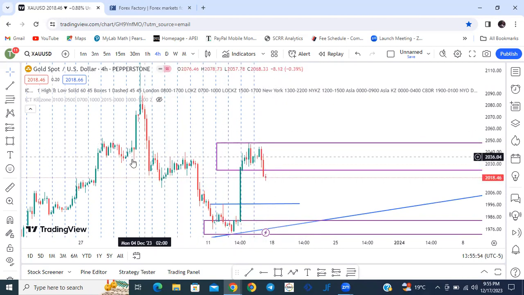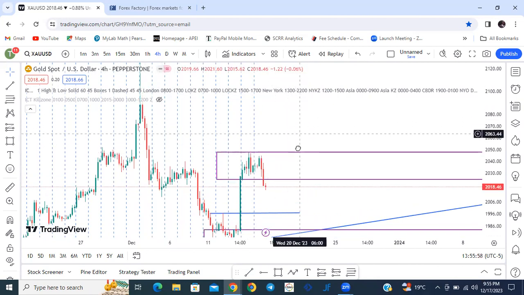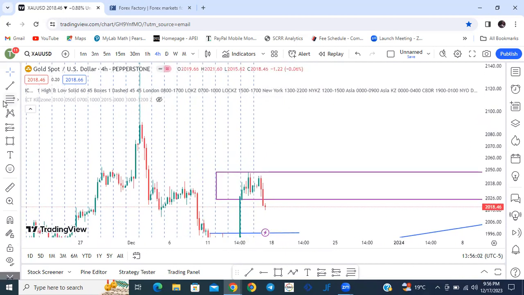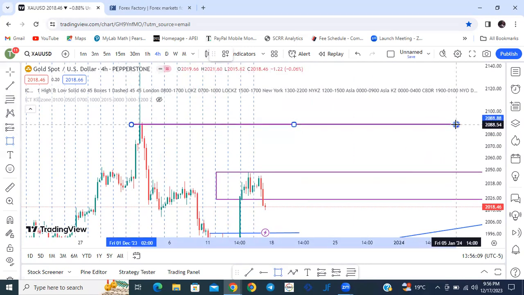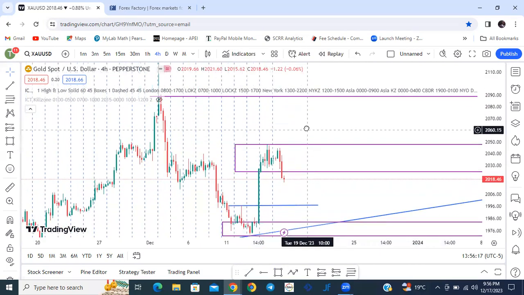Okay, so if the price is able to break above this region, then we shall be looking for an upward movement. The first level that we want to look at is around this area. That's quite a huge trading area, 2088. So from 2050 to 2088, this will be the trading area on the upside.